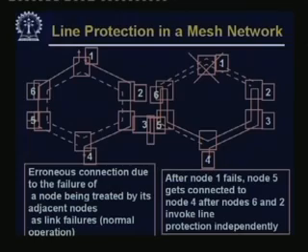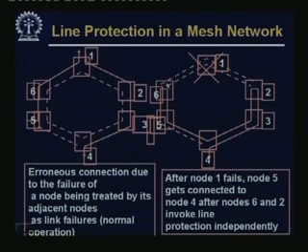Now, line protection in a mesh network, and here what might happen is an erroneous connection due to failure of a node being treated by its adjacent nodes as a link failure. This is one case where the so-called race condition might happen. Say node 1 has failed. Node 6 may assume that the link from 6 to 1 has failed, whereas node 2 may assume that the link from 2 to 1 has failed. So, both of them perceive two different failures.